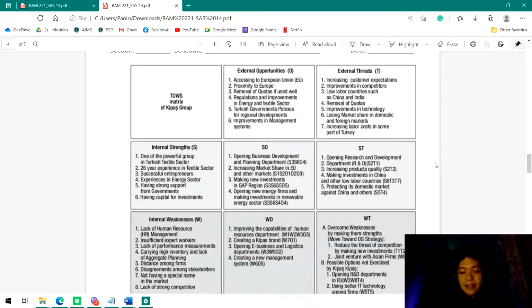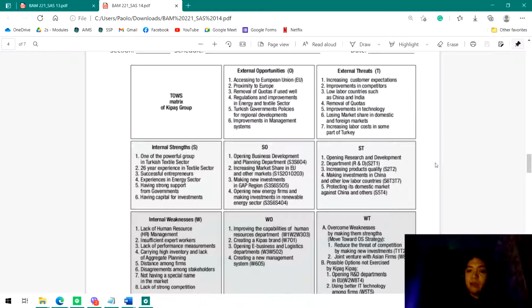So, sa WT strategies or mini strategies, 'di ba? We are trying to remedy, we are trying to minimize certain weaknesses in order for us to avoid threats. So nakalagay dito, lack of strong competition. Kailangan natin ngayon remedyohan ito para hindi tayo maapektuhan ng threat number 6 na losing market share in domestic and foreign markets. So ibig sabihin na babawasan ang market share natin.